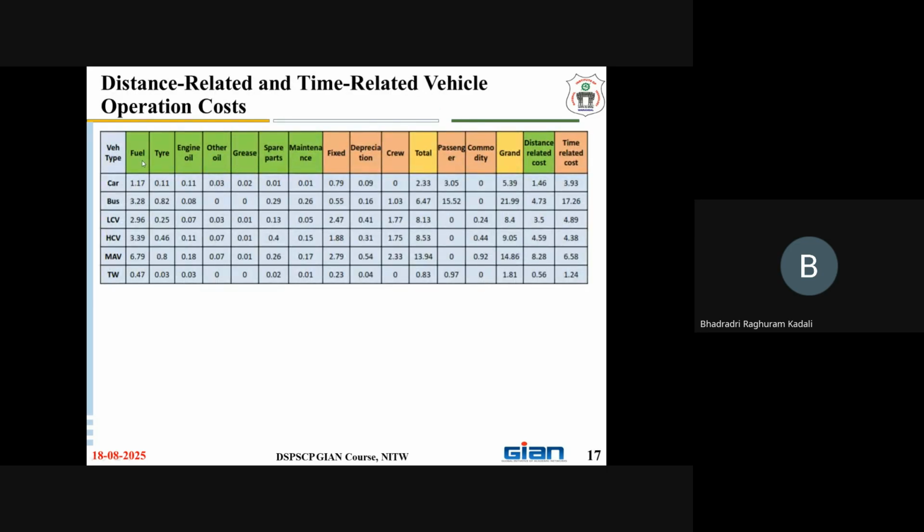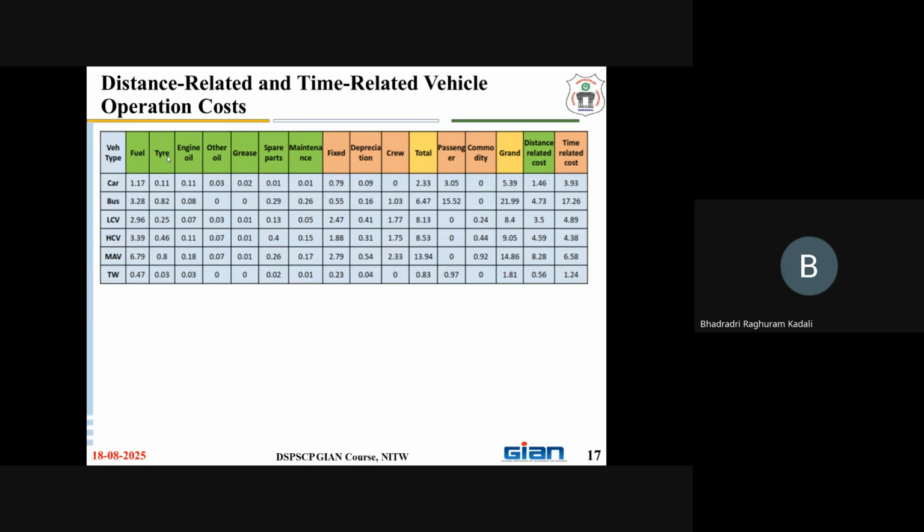So now what we are doing, respective to the different categories of the vehicles, respective to the fuel, tire, or engine oil and all. This color is indicating the distance related congestion factor, and this color is indicating the time related congestion factor. But there are different categories of the vehicles, the fuel consumption may vary, the different types of wear and tear effect of the tire, engine oil, everything will vary. That's the reason for each category of the vehicles.